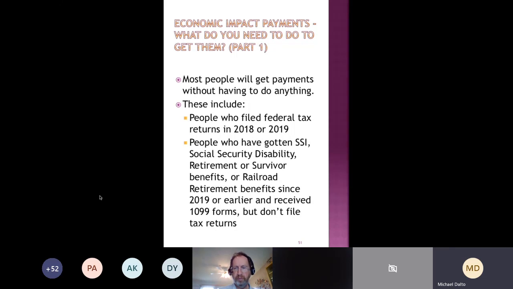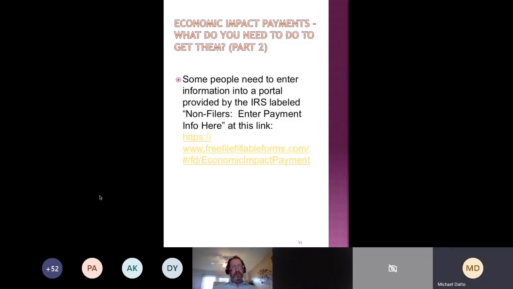Now, people who just started getting those benefits in 2020 and who haven't filed taxes in 2018 or for 2019 will not be included in this group who will get benefits automatically, because the IRS won't yet have information about those benefits they receive. Now, other people who don't qualify without having to do anything will need to enter information into a portal that the IRS established called Non-Filers Enter Payment Info Here. And it's at the link on slide 52.